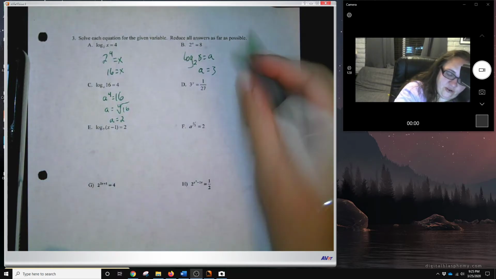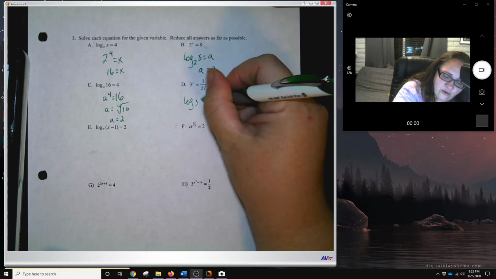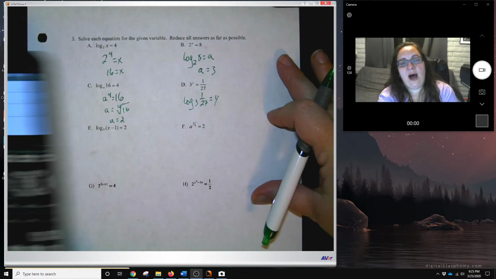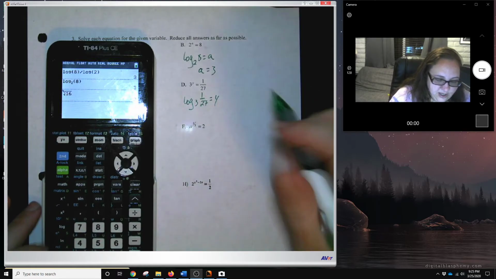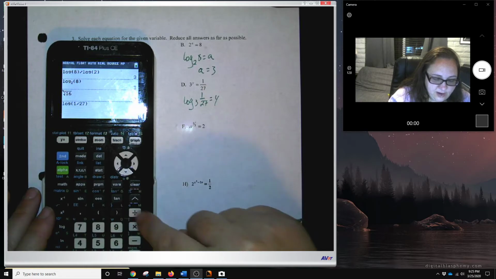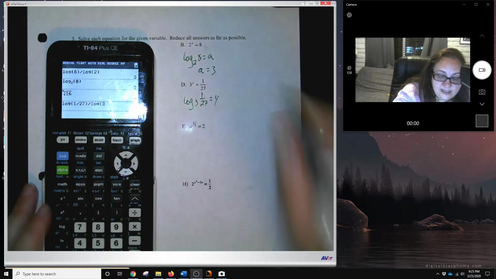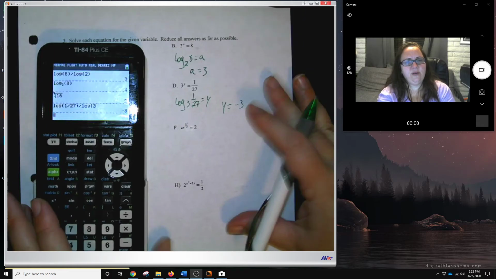And then for letter D, we're going to do log with base 3 of 1 over 27 equals y. So that would be the log of 1 over 27 divided by the log of 3, or log base 3 of 1/27. Either way, you should get y equals negative 3.